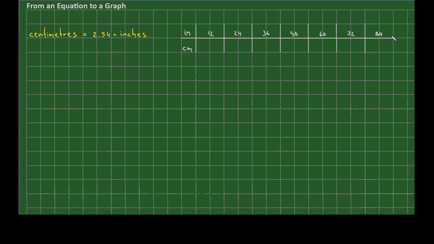I have selected a number of values for inches, not completely randomly. Essentially, I have gone for 1 foot increments. However, I could have picked any values. Using these values for inches, I'm going to calculate the corresponding values for centimeters by using the formula. The formula is telling me to multiply the number of inches by 2.54.